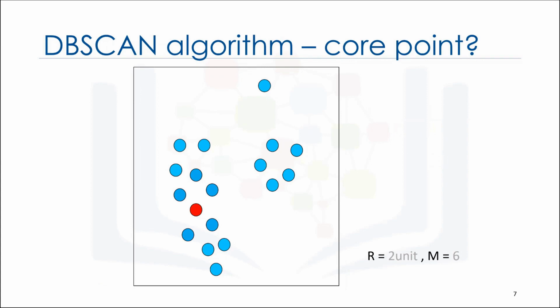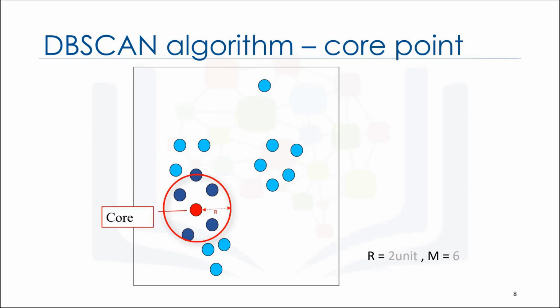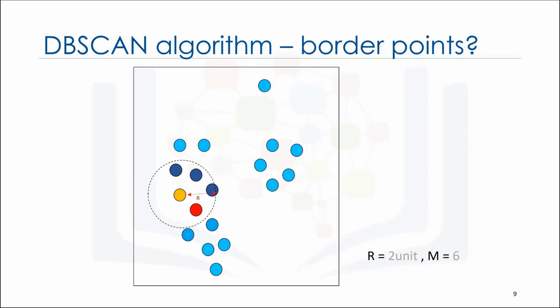Let's pick a point randomly. First, we check to see whether it's a core data point. So, what is a core point? A data point is a core point if, within our neighborhood of the point, there are at least m points. For example, as there are 6 points in the 2 centimeter neighbor of the red point, we mark this point as a core point. Okay, what happens if it's not a core point?